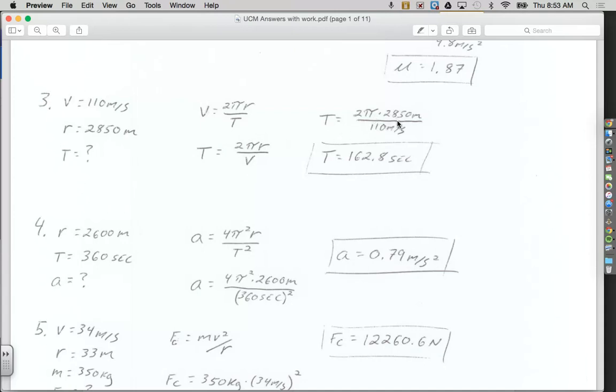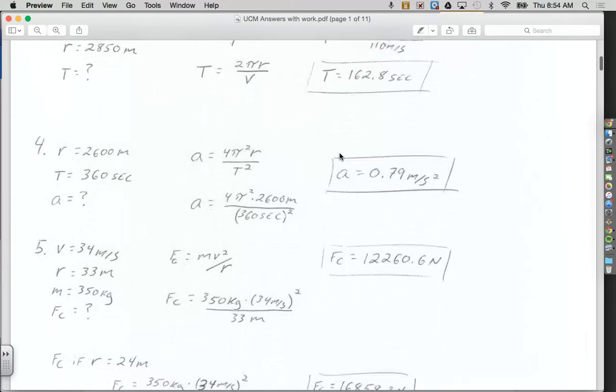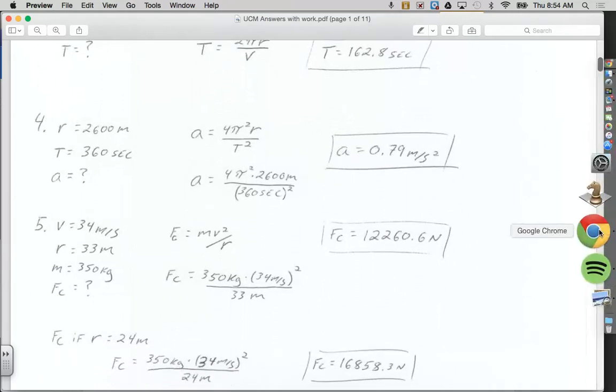2 times pi times the r, 2,850 meters, divided by my v, 110 meters per second, gives me a time of 162.8 seconds for this plane to go around this circle. Now we'll take a look at number 4.